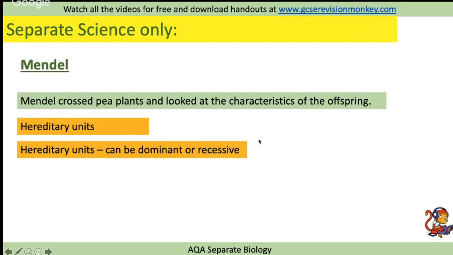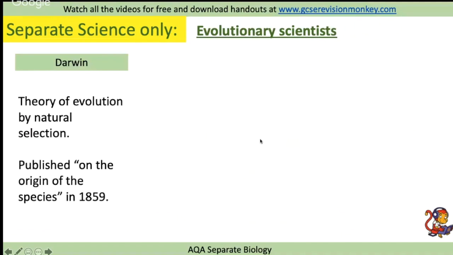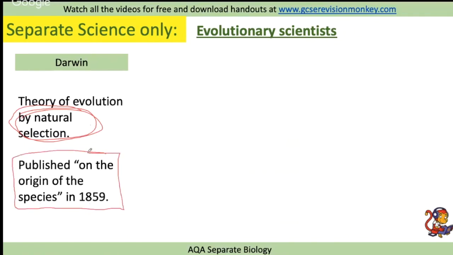Other evolutionary scientists that you need to be aware of. So he was a geneticist, and then evolutionary scientists. We've got Darwin. He came up with a theory of evolution by natural selection that we talked about in detail earlier. And he went around the world studying different animals and plants and published his theory about evolution, which was quite controversial at the time because there was very little evidence. Okay, he had some fossils and things like that, but the main evidence was quite difficult for him to grasp, to prove to other people. And he published a book called On the Origin of the Species in 1859.